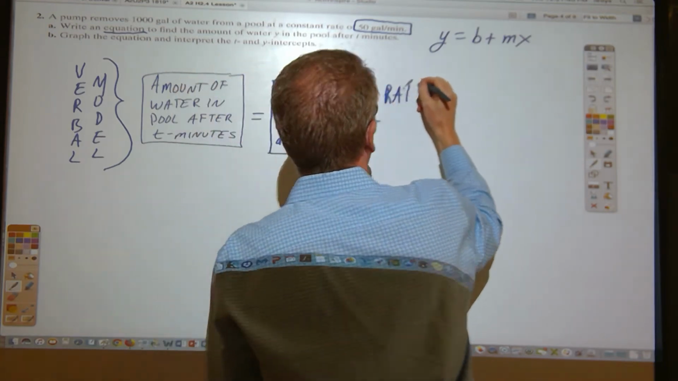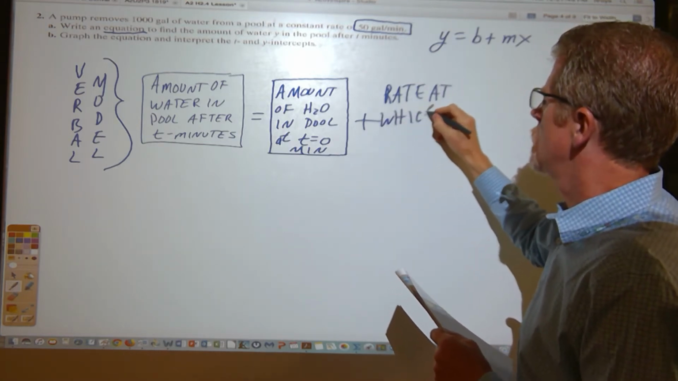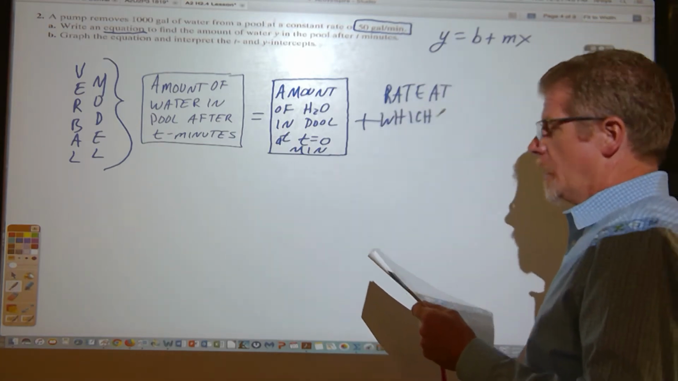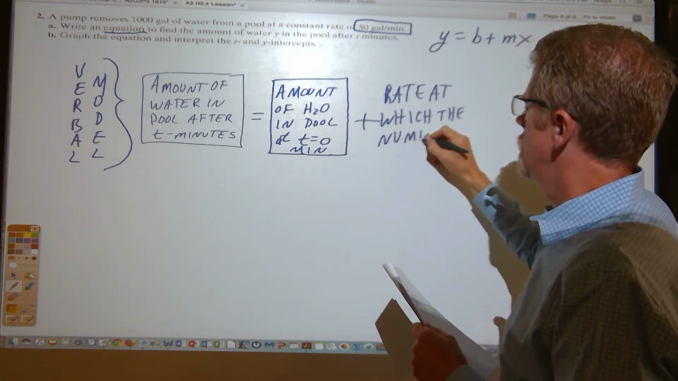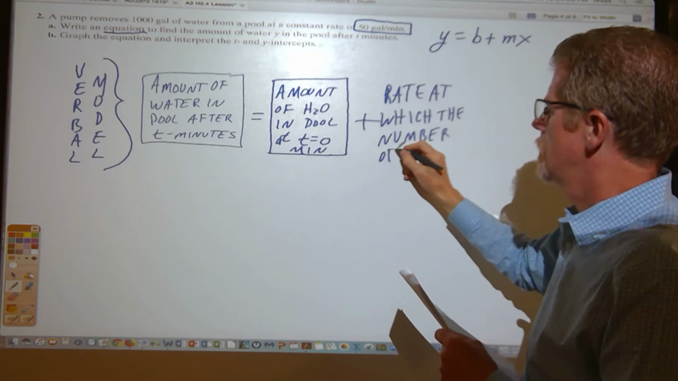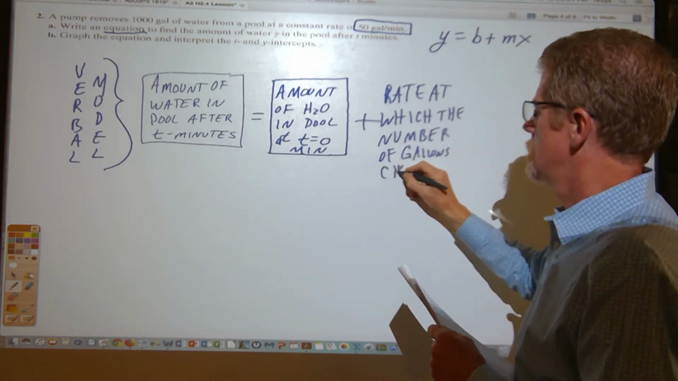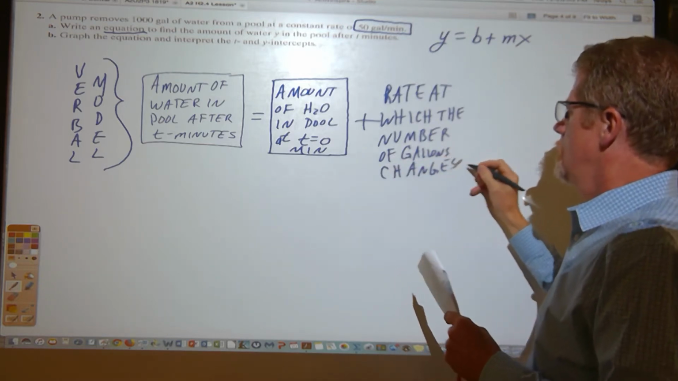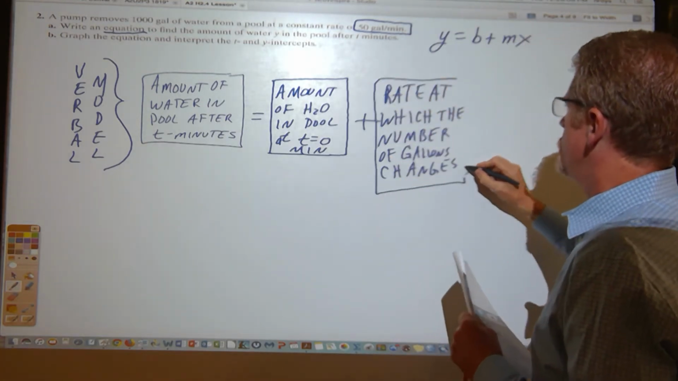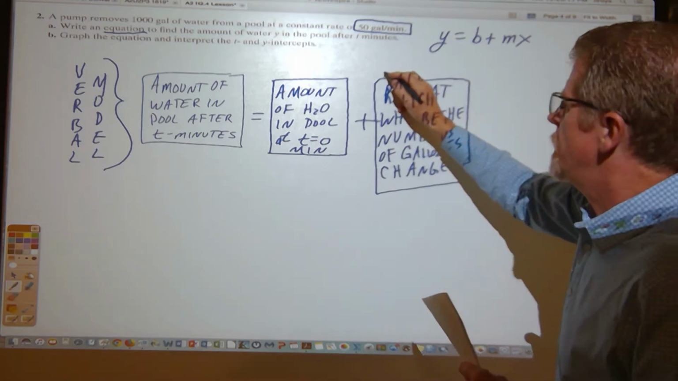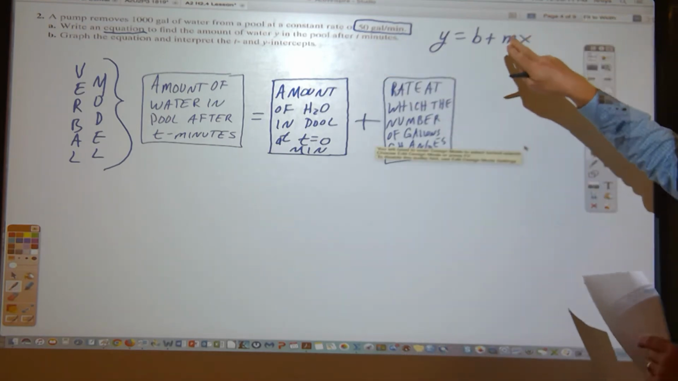Slope is a rate. So please write the words rate at which the number of gallons changes. A slope is always a rate of change when you create a real world model. I write the words first, I'm going to write a box around it, and I'm going to size it so it fits on our screen. So that kind of takes care of the slope.